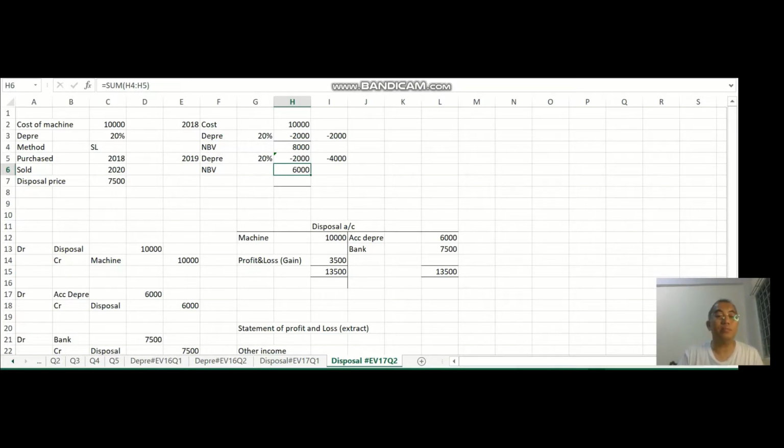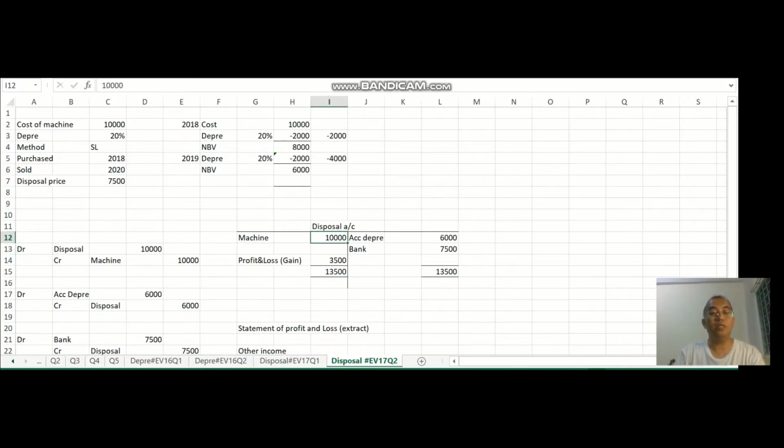Okay, so same method applied when we dispose the machine. So debit disposal 10,000, because the cost of the machine is 10,000. So when you want to zeroize the machine, you have to make sure that the machine account is zero because there's no more machine. Because before this, it's 10,000. When you sell, of course, there will be nothing in your account after that. Okay, so debit disposal 10,000, credit machine 10,000.